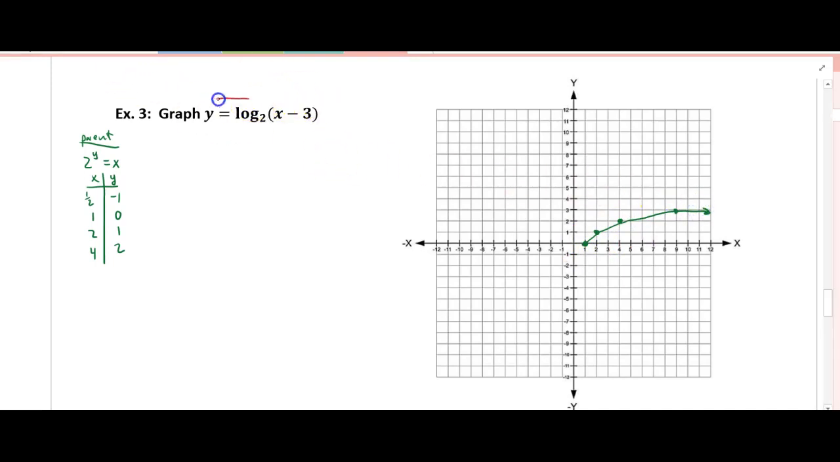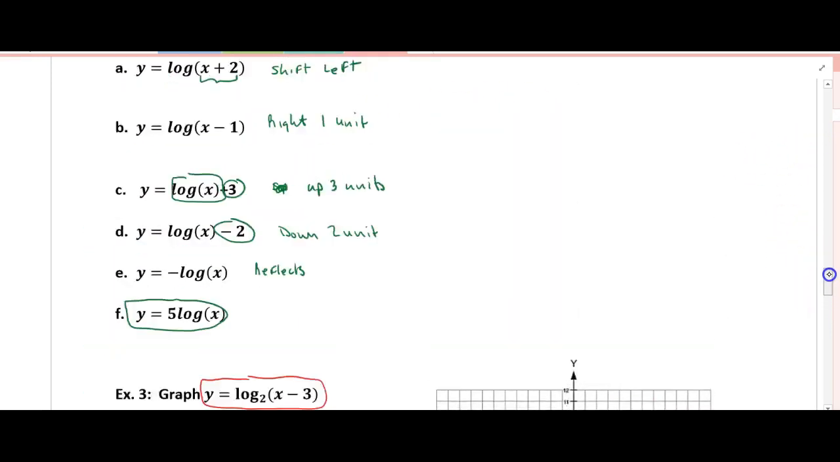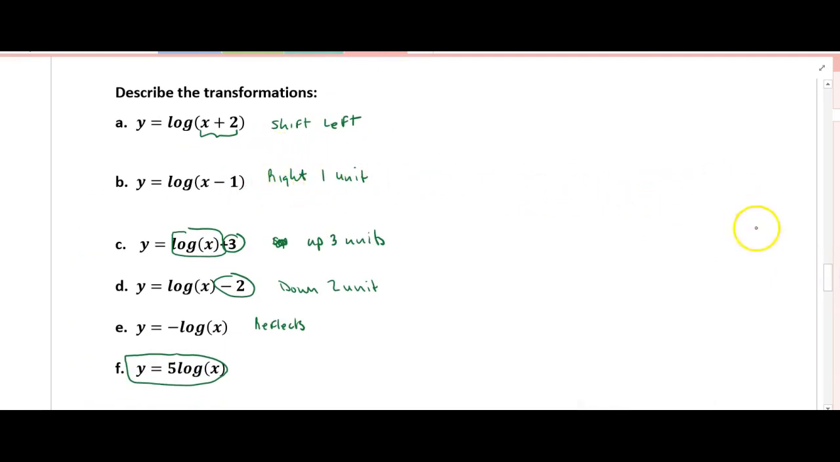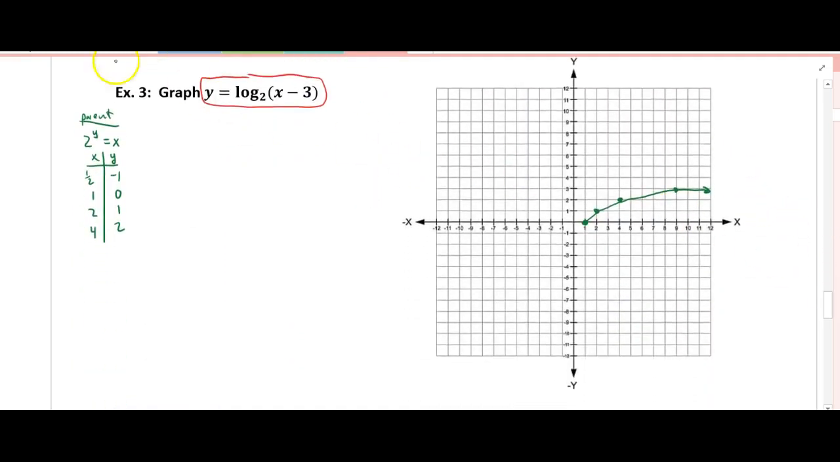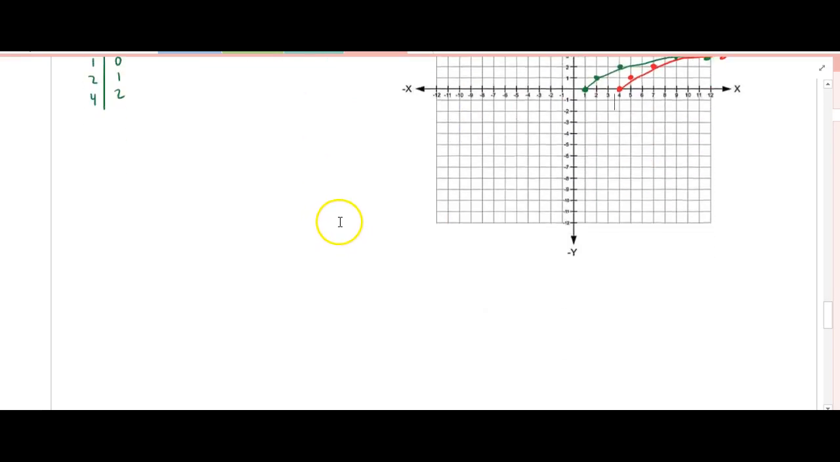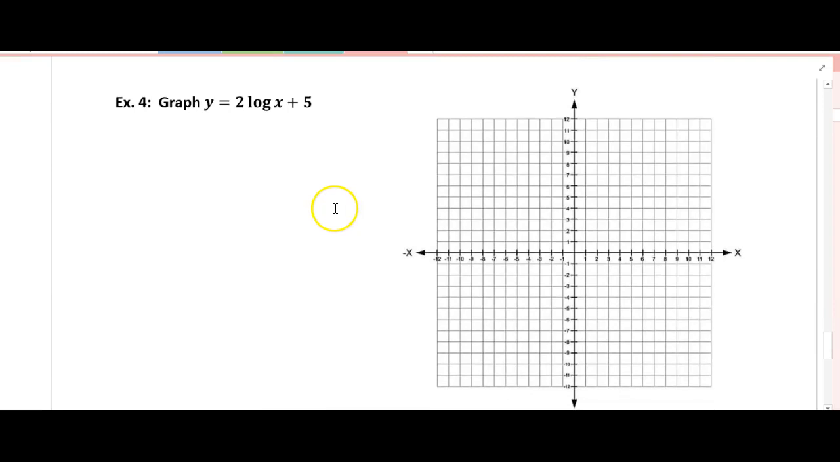Now the easiest way to graph this is, what did we say subtracting inside the quantity does? When we subtracted inside the quantity, it went right. So I'm going to use this parent function and move each point 3 units to the right because I'm subtracting. It goes 3 units to the right. So 1, 2, 3, 1, 2, 3, 1, 2, 3, 1, 2, 3. And now this would be the graph of y equals log base 2 of x minus 3. Okay? Next one.